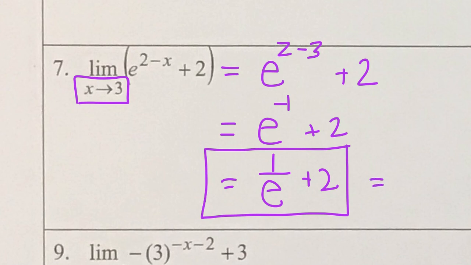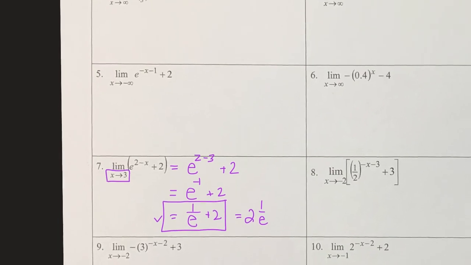Or if you want to be cute, you could write it as 2 and 1 over e. Like if this happened to be a 1/2, 1/2 plus 2 is 2.5. Well, this is 2 and 1 over e. But calculus will be fine if you left it like that.